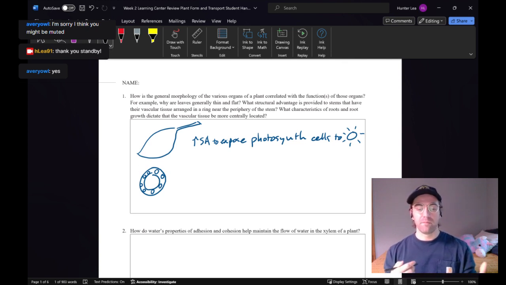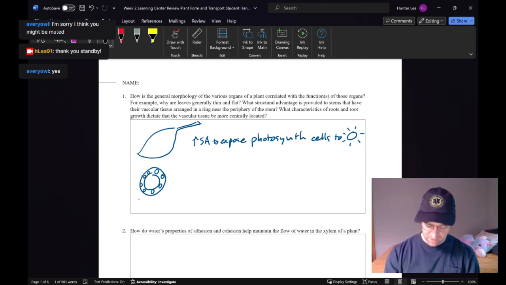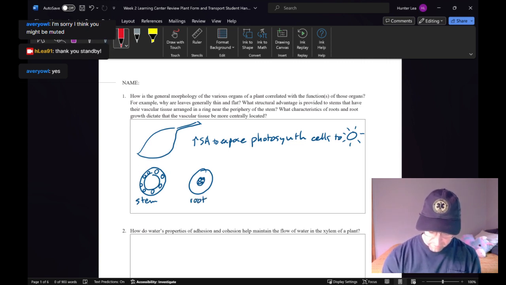But on the other hand, roots tend to be much more flexible, and so they have their strongest tissues, the xylem and phloem specifically, more centralized. So if we've got stem versus root, I'm going to go back over the vasculature here in red, just because.